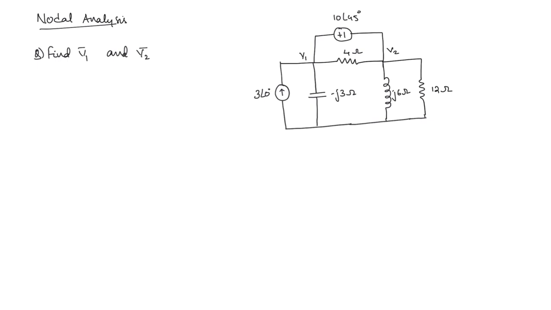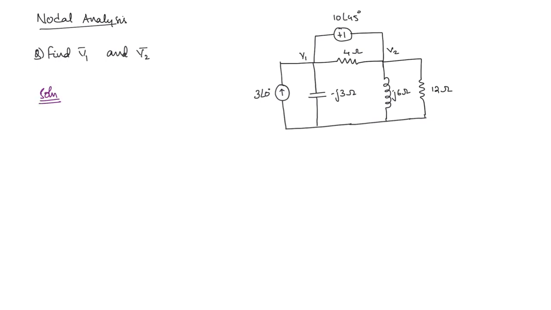Now you can see here how many nodes are present. First we have to identify, right? So there are only 2 non-reference nodes. This is the reference node. And one more thing that you can see here is across the 2 non-reference nodes there is a voltage source. Then what we have to do? We have to form a super node. So this is a super node question. Okay, so we'll try to solve this now.